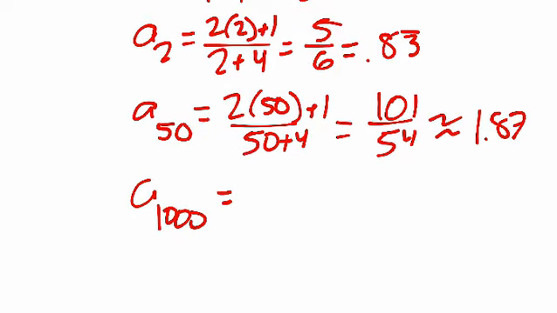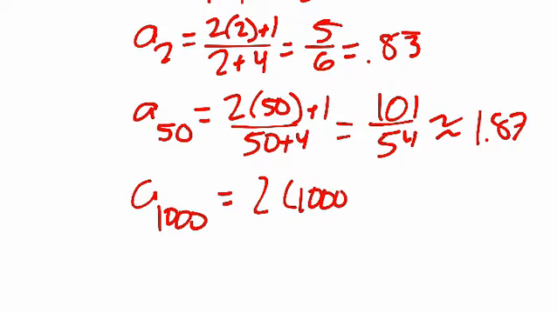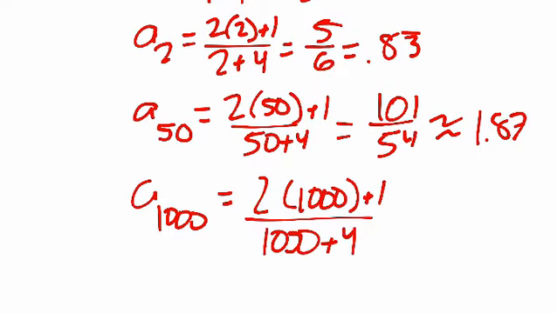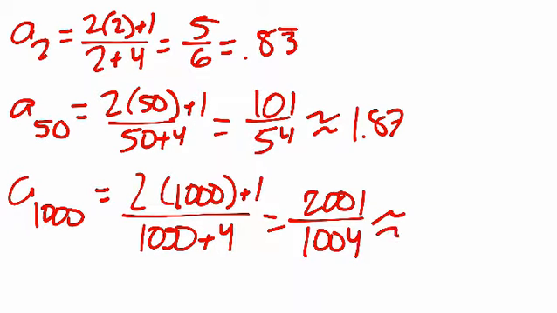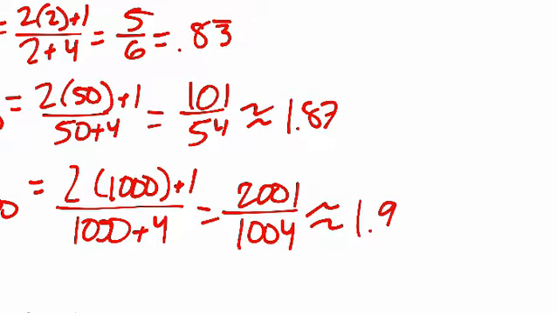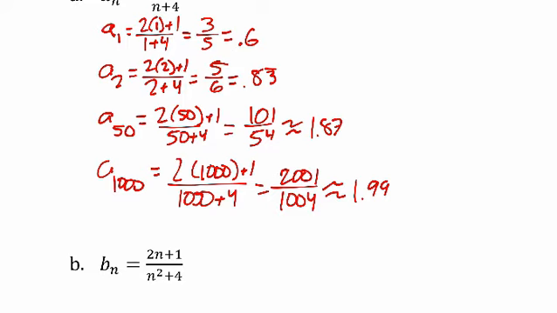we're going to have 2 times 1,000 plus 1 over 1,000 plus 4. When we simplify this, we get 2 times 1,000, which is 2,000, plus 1 gives us 2,001 over 1,004. And as a decimal, that's about equal to 1.99.